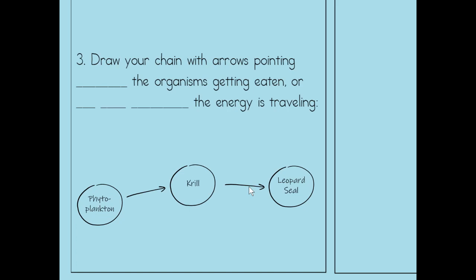This is obviously a very simple food chain, but this food chain shows the flow of energy in the ecosystem for these specific organisms. Phytoplankton passes its energy to the krill because it's eaten by the krill, and the krill passes its energy to the leopard seal because it is eaten by the leopard seal.